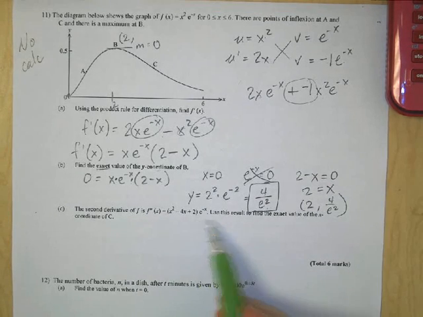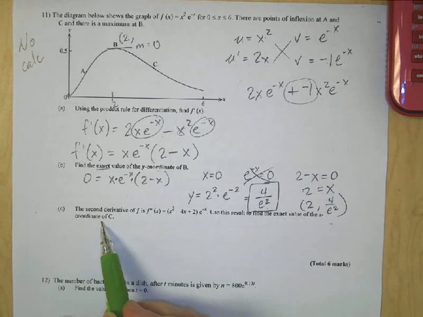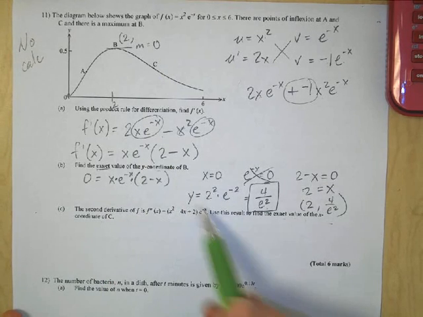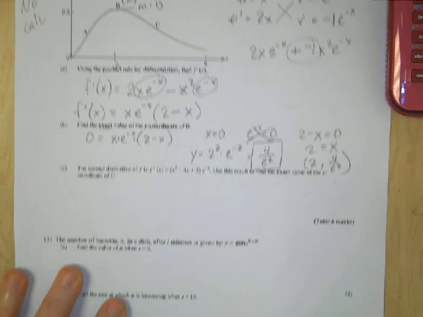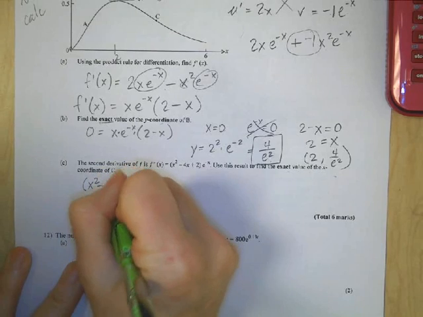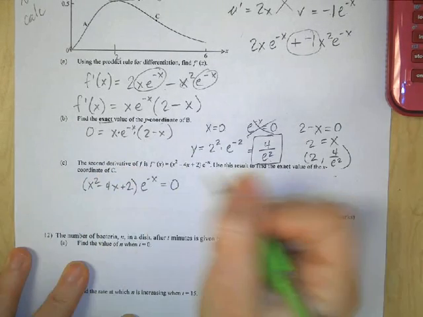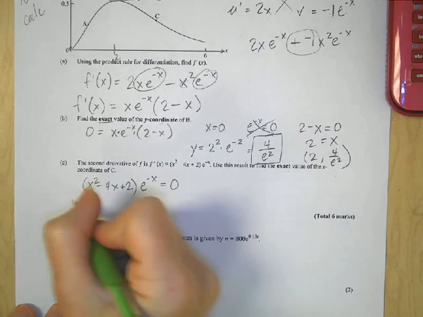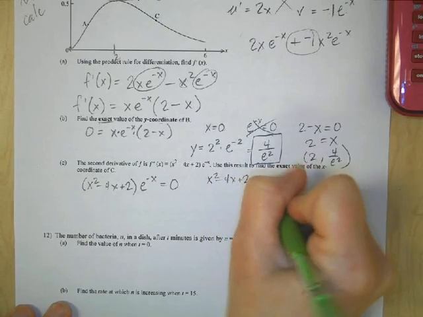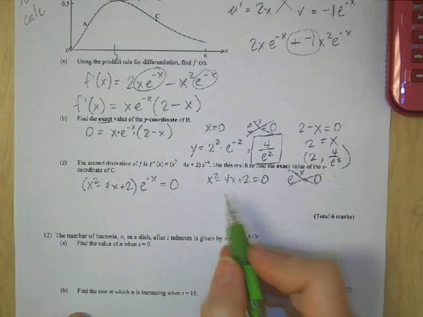Use this result to find the exact value of the x coordinates of C. So notice they told us that C is a point of inflection. So the second derivative can be used to find points of inflection. So I'm going to set the second derivative equal to 0. x squared minus 4x plus 2 times e to the negative x equals 0. Again, use my zero product property. So I'm going to have x squared minus 4x plus 2 equals 0, and e to the negative x equals 0. That one's impossible. So I just need to solve this one.